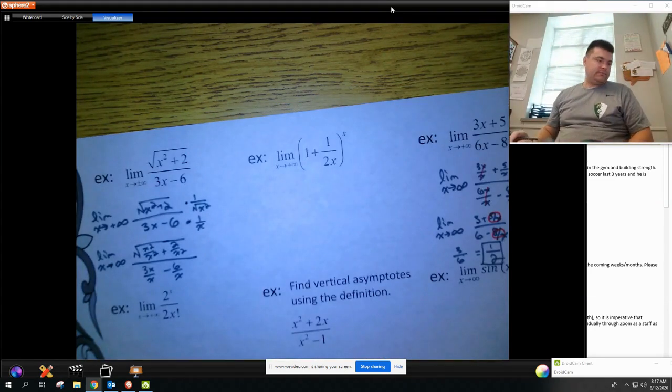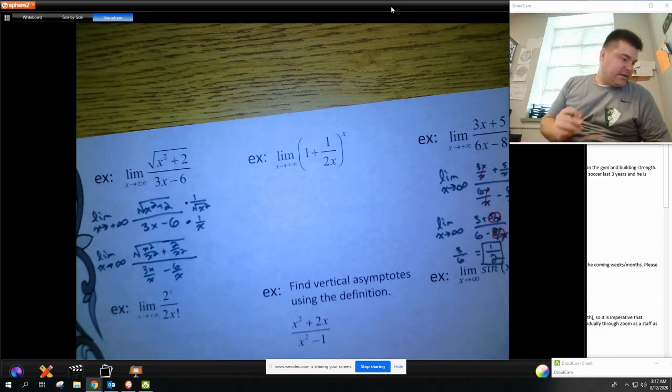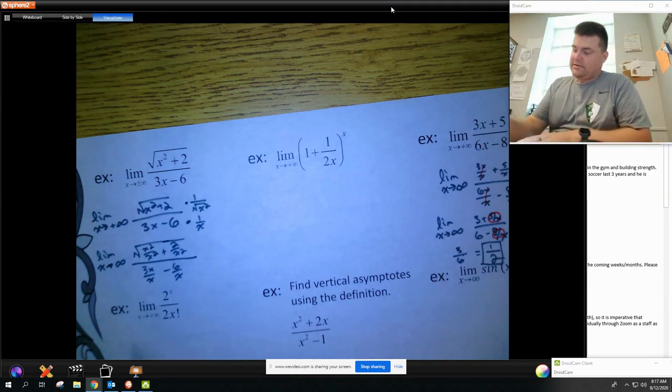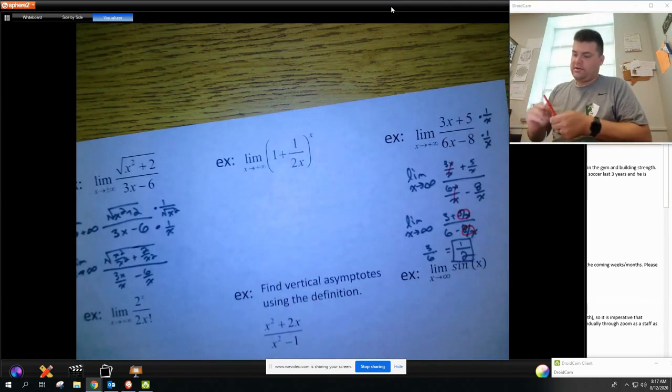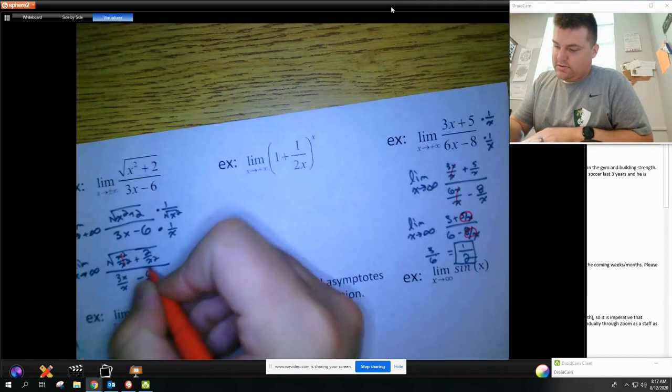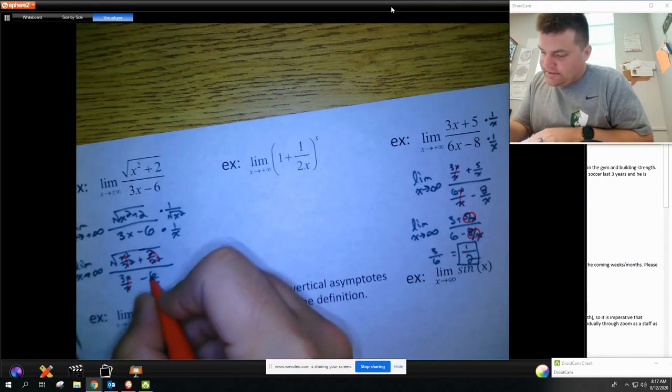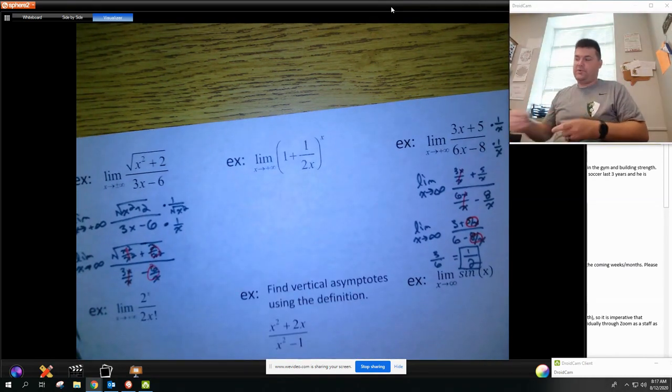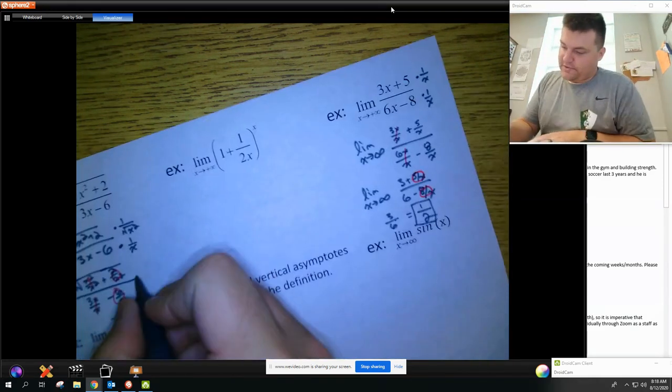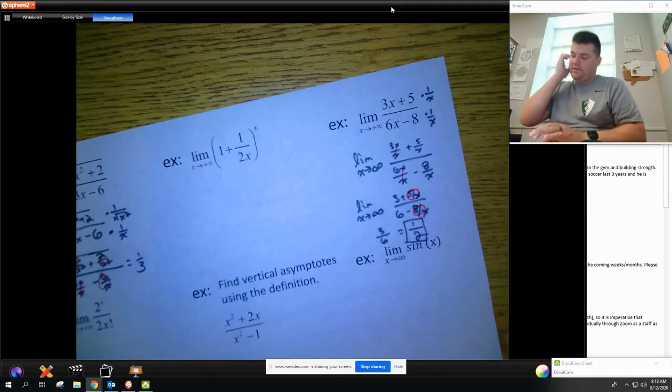All right. So what's going to end up happening here is I'm going to get this to be a 1. This is going to be a 0. This is a 1. And this is a 0. So I'm going to get the square root of 1 on top, which is 1 over 3.